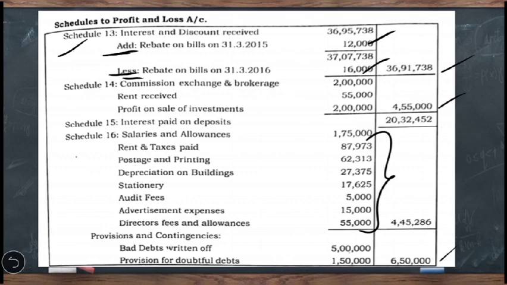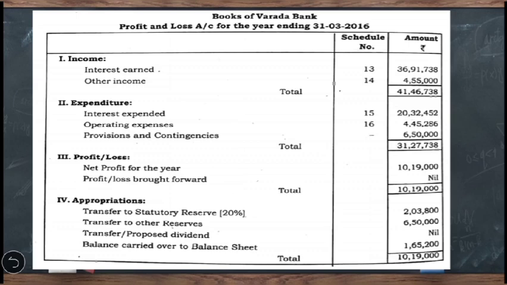Now these totals have to be taken to the profit and loss account. So here first we will be writing on the top name of the bank in the books of Varada Bank. In the next line, profit and loss for the year ended 31st March 2016. Here the first heading will be income. Under that, note number 13 with regard to interest earned 36,91,738. Then note number 14, other income, we are going to show 4,55,000. So total of 13 and 14 comes to 41,46,738. So this is the total income.